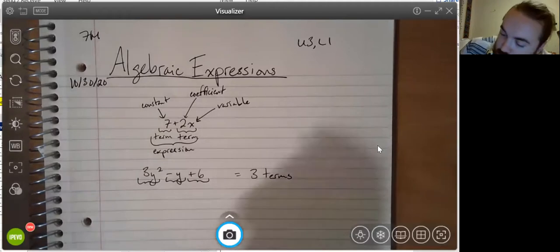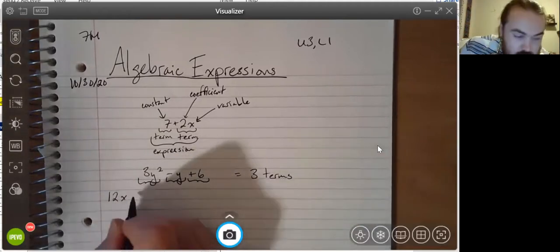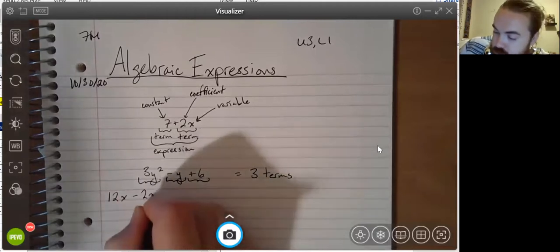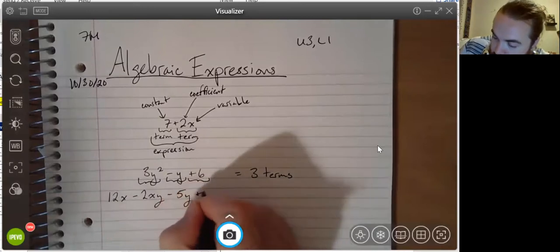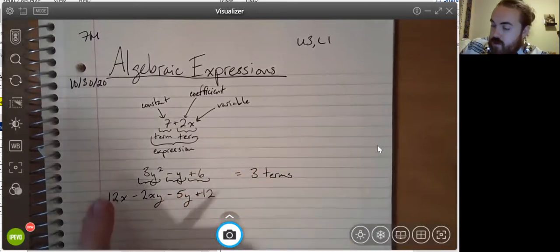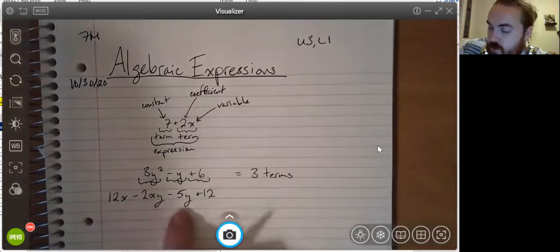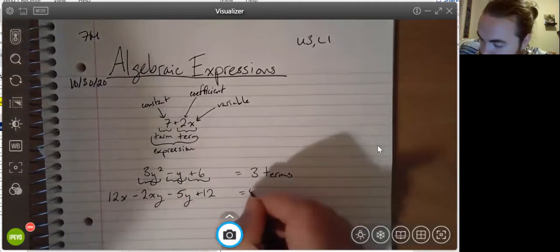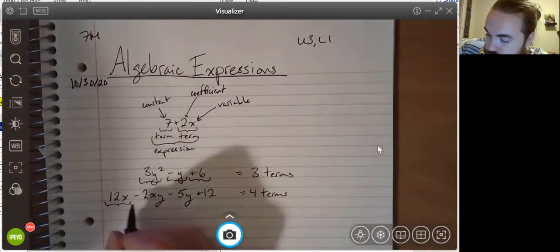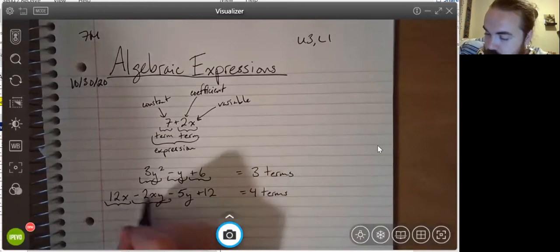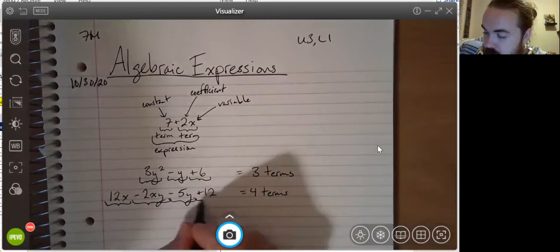We could also have something like 12x minus 2xy minus 5y plus 12. In this case, it's 1, 2, 3, 4 terms, again separated by addition and subtraction signs. 4 terms, that'll be 12x, minus 2xy, or negative 2xy, negative 5y, or minus 5y, and plus 12.